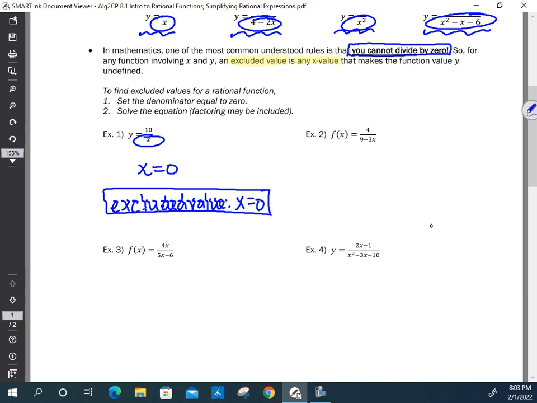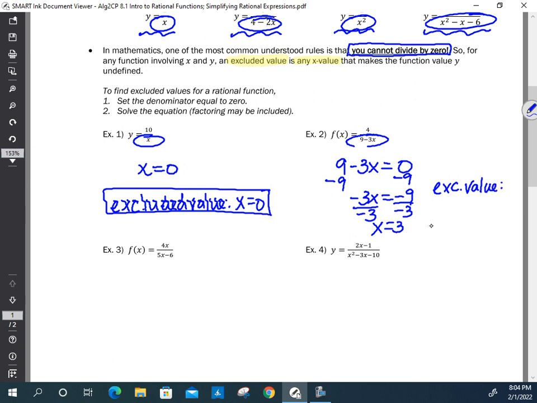Example 2, same thing. Take your denominator and set it equal to 0. So 9 minus 3x equals 0. You're solving a standard equation. Subtract 9. Negative 3x equals negative 9. Divide by negative 3. x equals 3. So your excluded value is x equals 3.